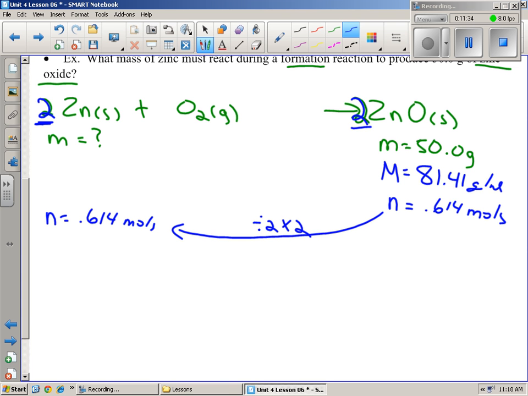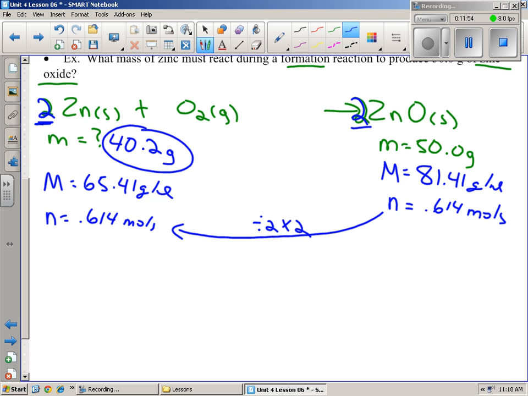Molar mass of zinc, I know that, 65.41. Multiplying those two, I can figure out how much zinc I had to use in this equation. So I'm going to take that, times it by 65.41. Remember, don't round at any point until the very end, which I'm going to do right now. It's 40.2 grams, 3 significant digits because there's 3 in the question. Good so far? That's it.